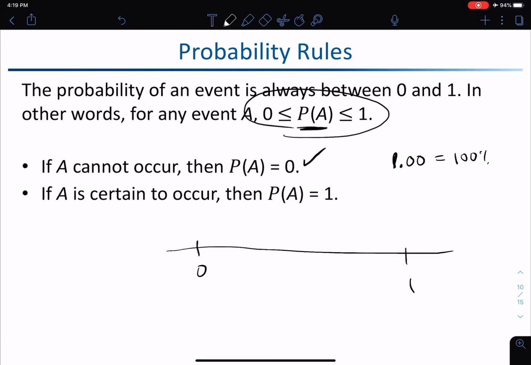And so the probability of flipping and getting heads is right here at 0.5, right? The probability of rolling a die and getting a 6 is going to be down there, which is like 1/6.